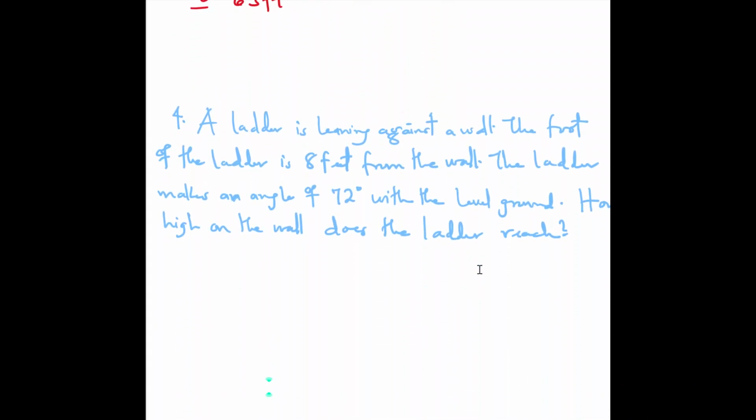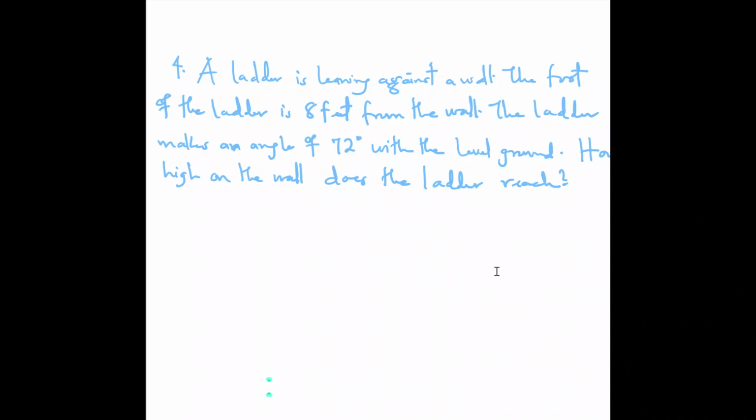Another question we have is, a ladder is leaning against a wall and the foot of the ladder is 8 feet from the wall. The ladder makes an angle of 72 degrees with the level ground. How high on the wall does the ladder reach? So let's assume that this is the wall, and the ladder is resting on it. So that's the ladder leaning on the wall.